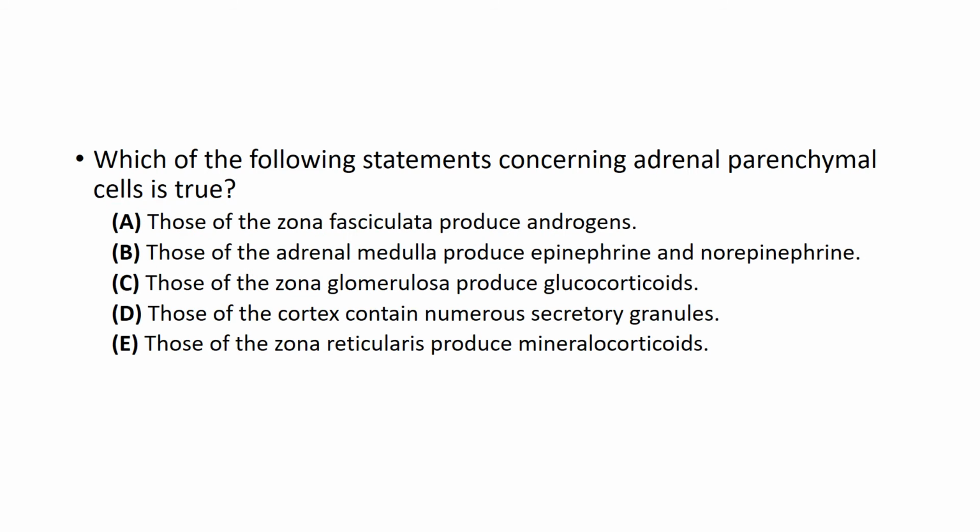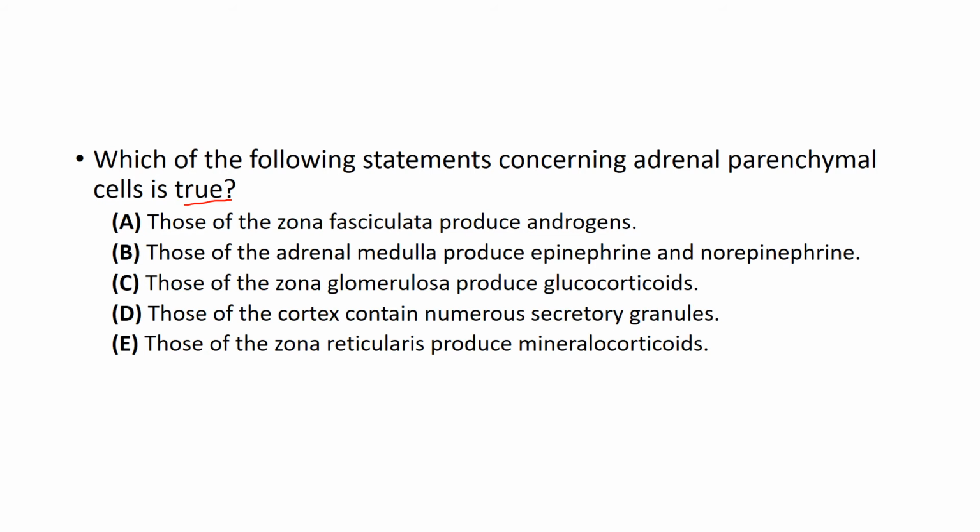Okay, the next question. Which of the following statements concerning adrenal parenchymal cells is true? Those of zona fasciculata produce androgens. Those of adrenal medulla produce epinephrine and norepinephrine. Those of zona glomerulosa produce glucocorticoids. Those of cortex contain numerous secretory granules. Those of zona reticularis produce mineralocorticoids. So which one of them is correct?